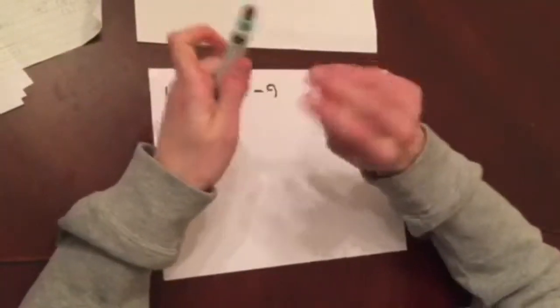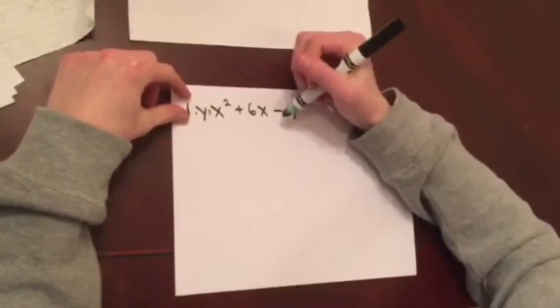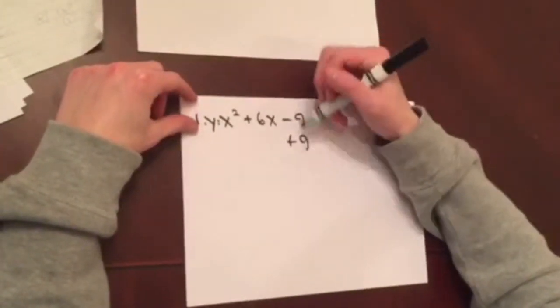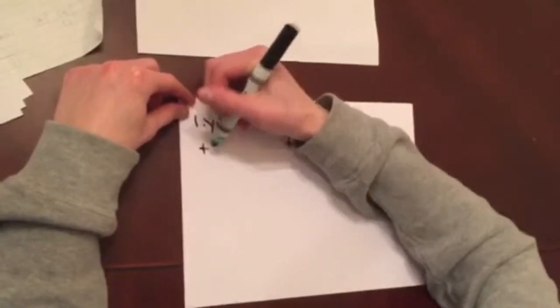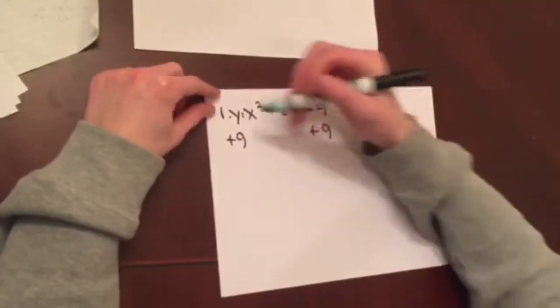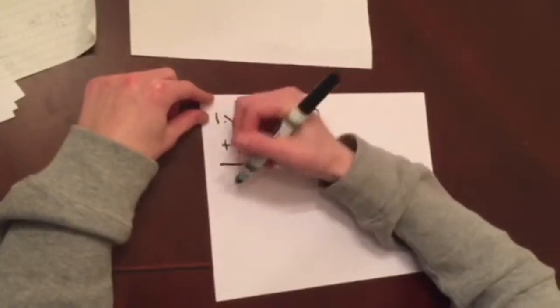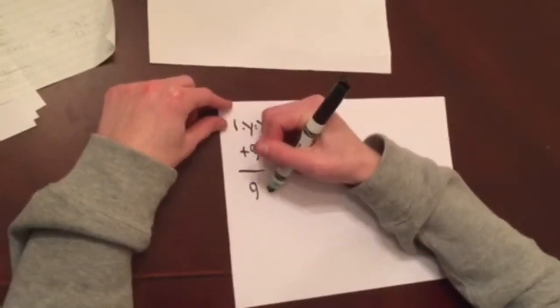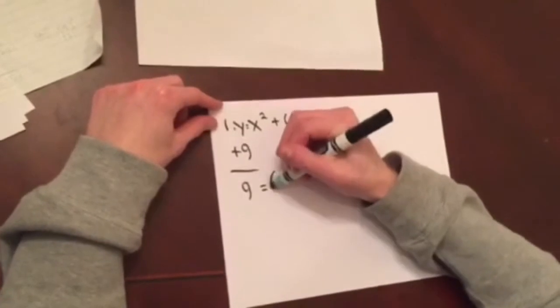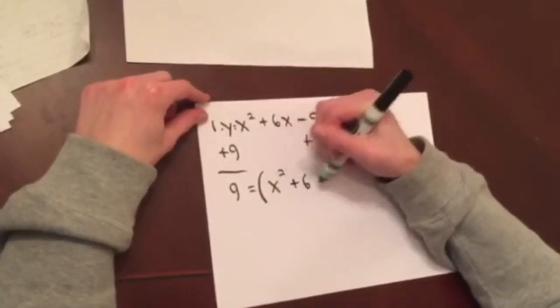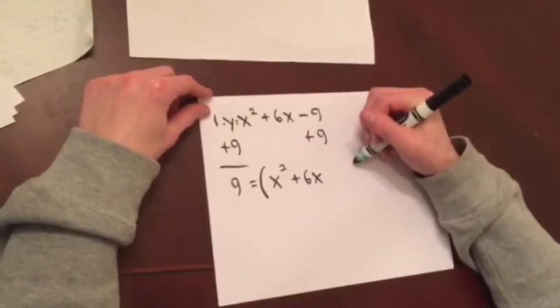And you're going to want to start that by adding the constant term to both sides. So this can cancel out. So in this case, plus 9 on both sides. Now pretend this y is a 0 for now. So 0 plus 9 is 9 equals, go ahead and put this in parentheses, x squared plus 6x. Leave a space.